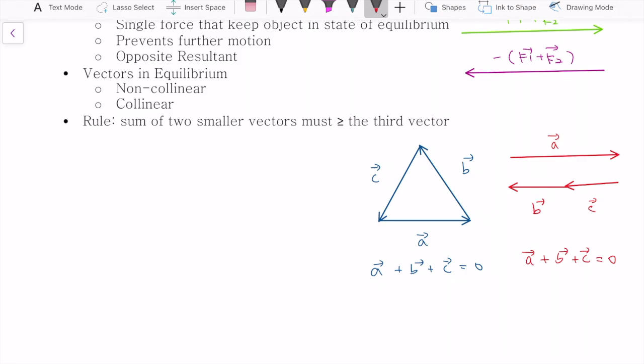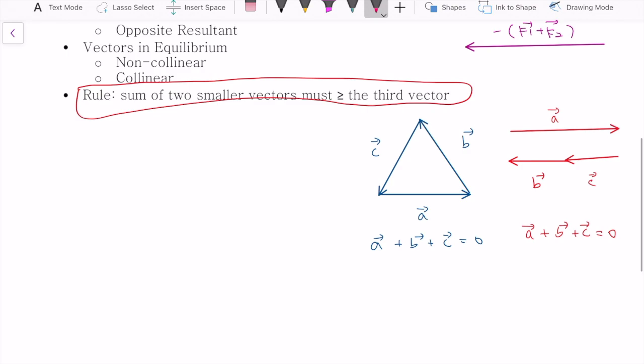And an additional rule states that the sum of the two vectors with the smaller magnitudes has to be greater than or equal to the third vector. So, for example, let's say A is magnitude 6, and B is magnitude 7, while C has the magnitude of 3. This will be in equilibrium because the sum of 3 and 6 is 9, which is greater than 7.